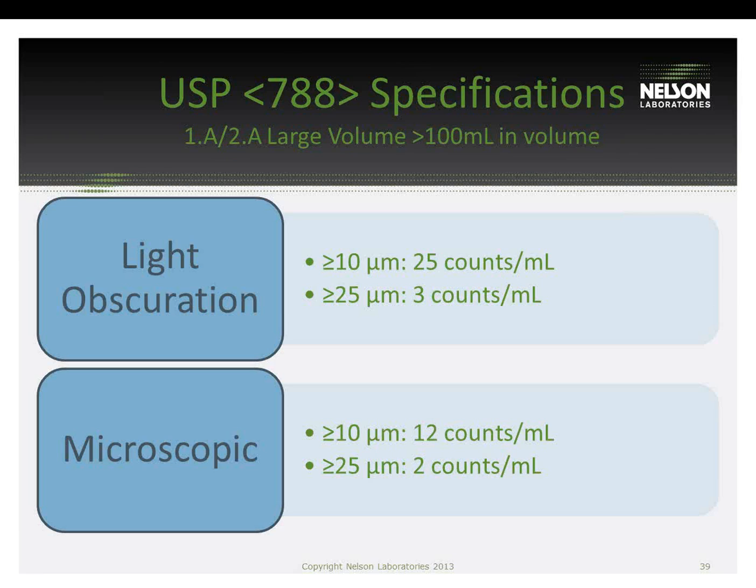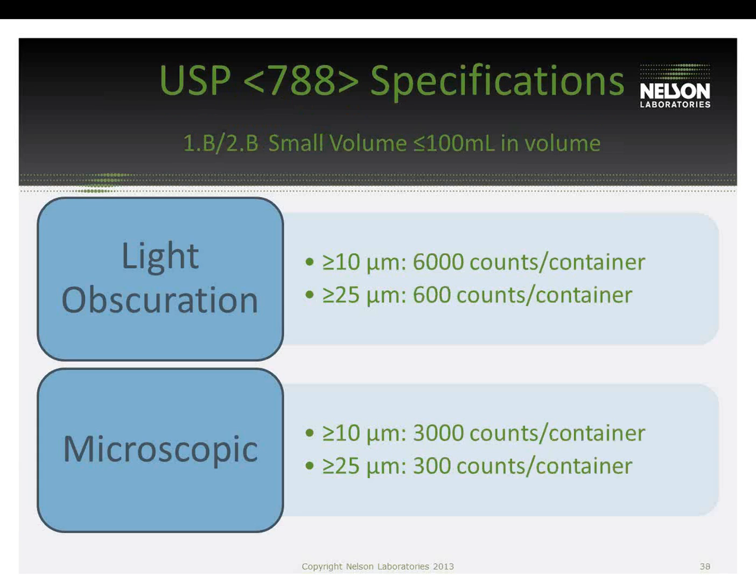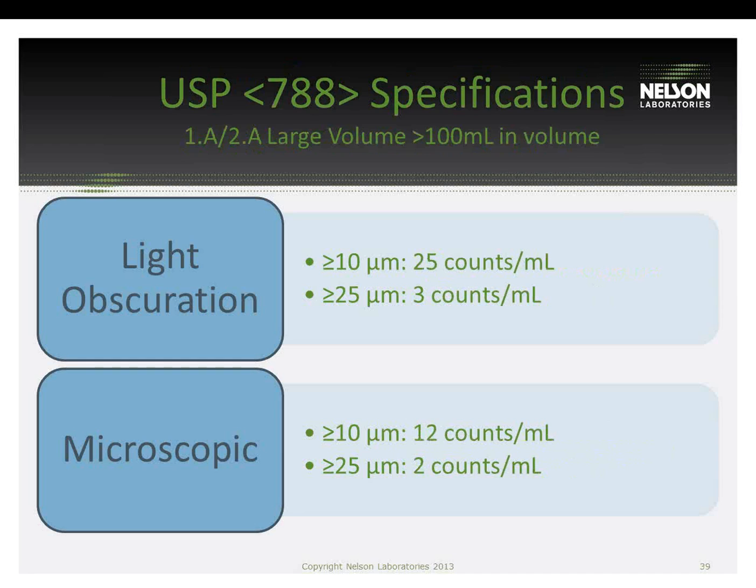It also is reflected here in the large volume criteria. They kind of rounded down for the 10 and rounded up for the 25, but essentially it's half for the microscopic as it is for light obscuration. And as you can see, these numbers are quite a bit smaller on the large volume than if we go back to the small volume. You're dealing with counts in the thousands and the hundreds, but that's per entire container. Whereas when we're talking about per milliliter, we want it to be relatively clean for a large volume injectable such as an IV bag or a saline solution or water for irrigation.